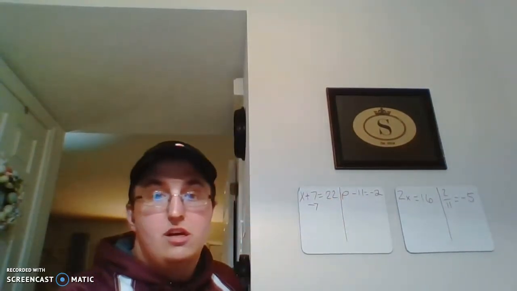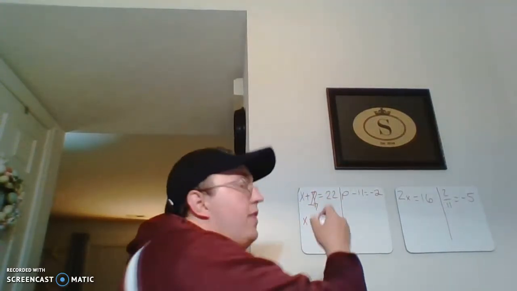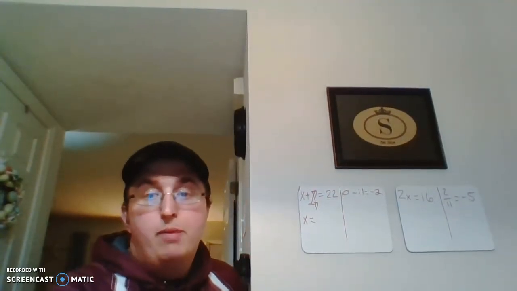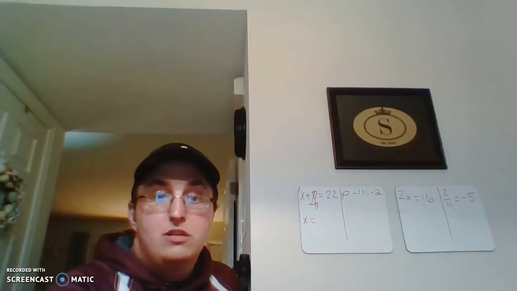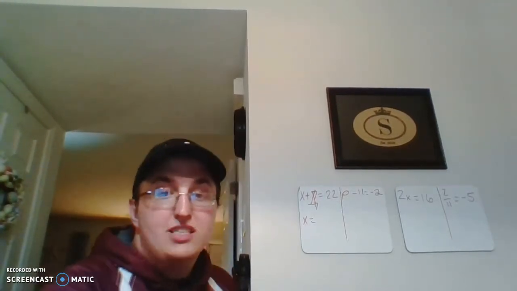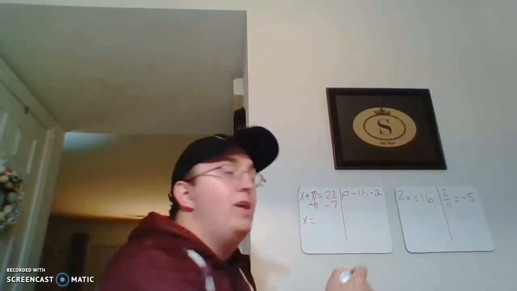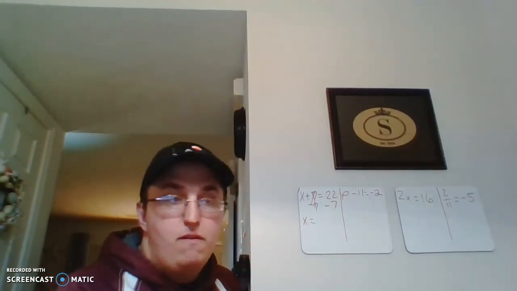7 minus 7 is 0. Cancel that. We're left with the x by itself. But remember, like I said, an equation is a balance. So we have to do the same thing to both sides. So if we subtract 7 from the one side, we have to do it to the other. So then we ask ourselves, 22 minus 7, 15.